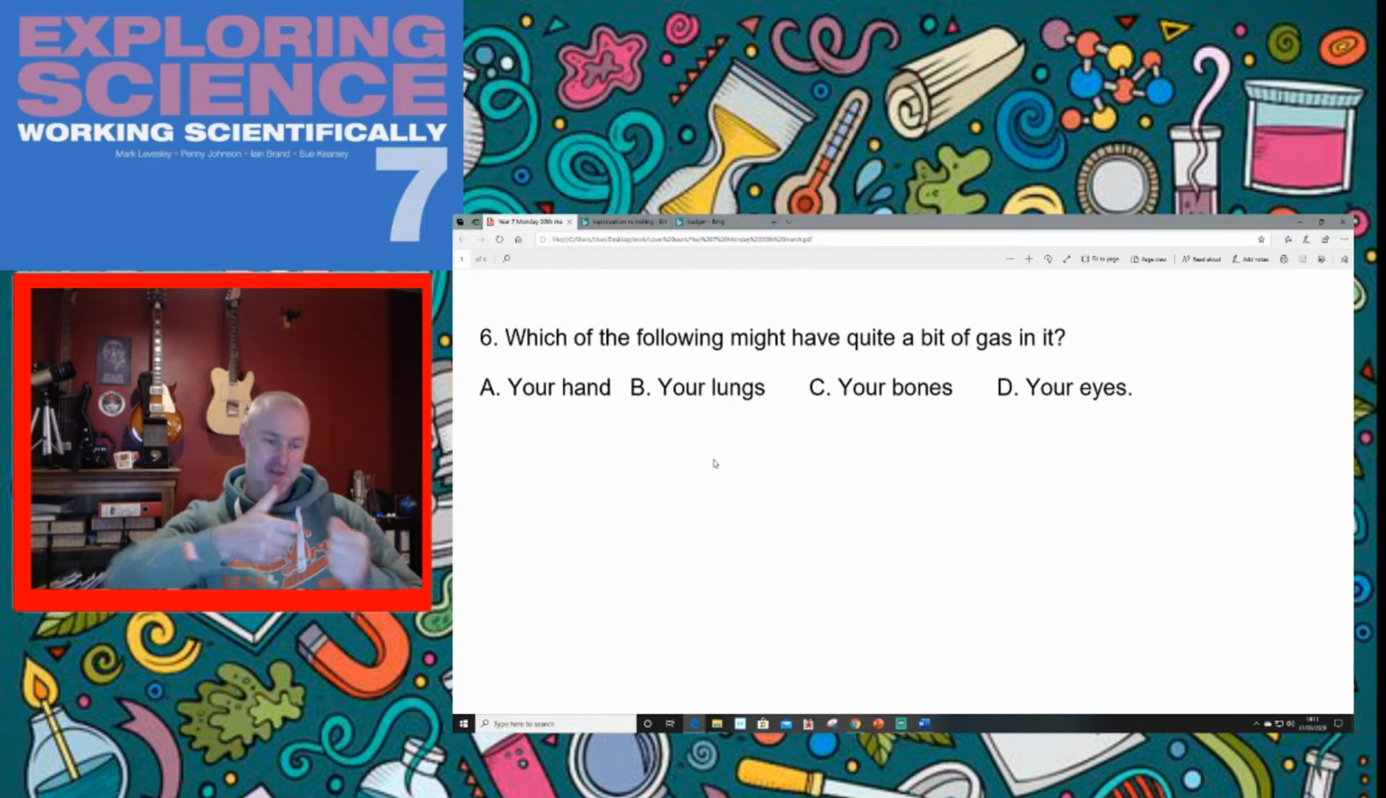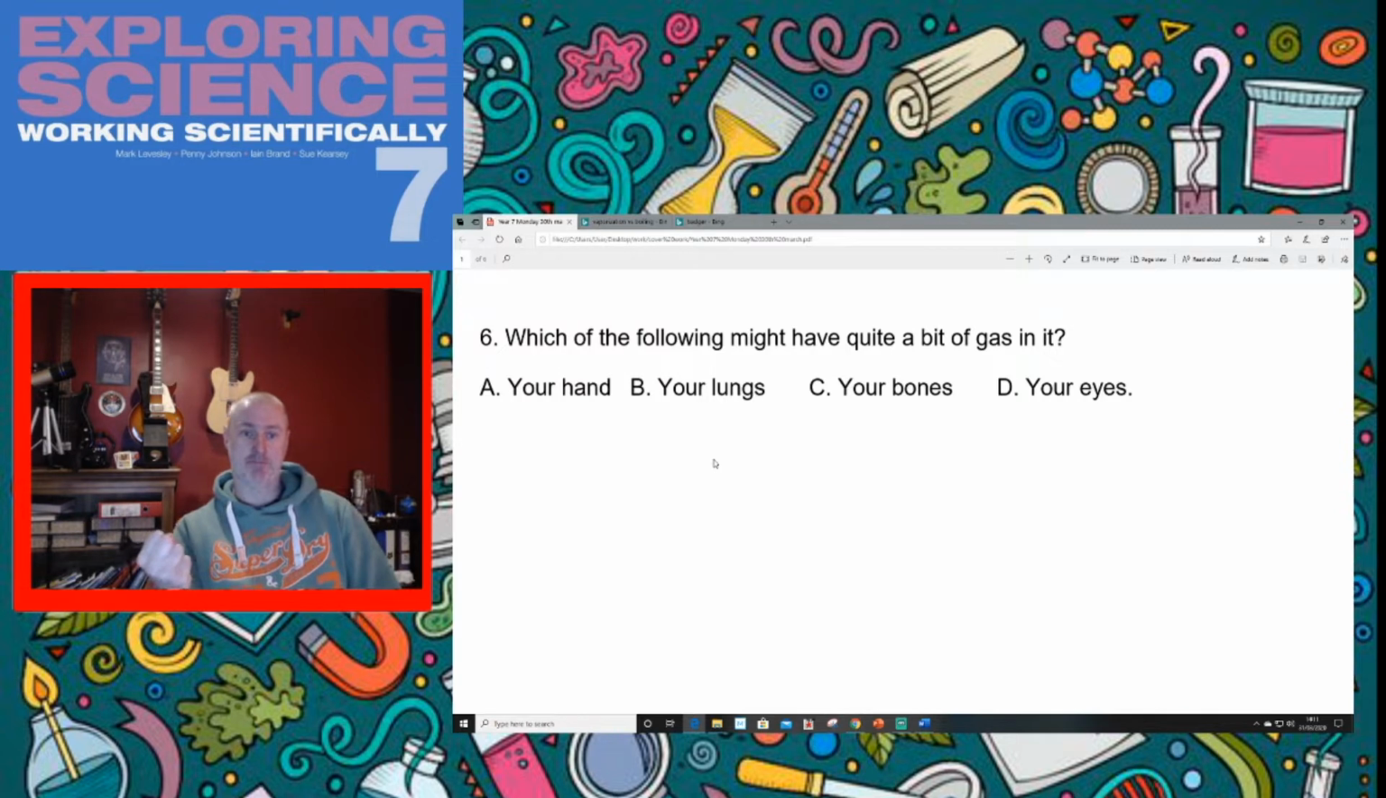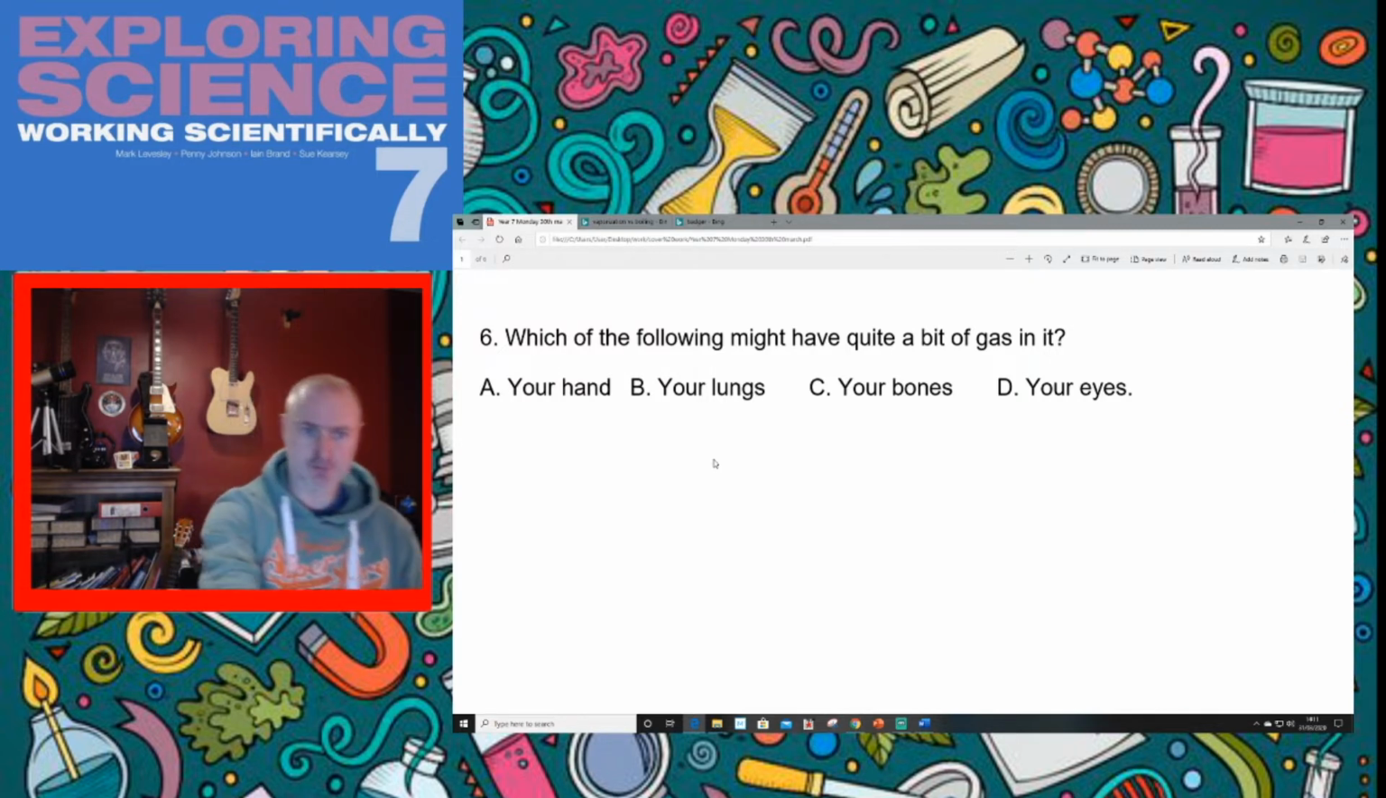You can get some scissors and cut a little piece of lung off, and it will float in water because of all the air sacs, all the alveoli that contain all that air inside it. That allows it to float.